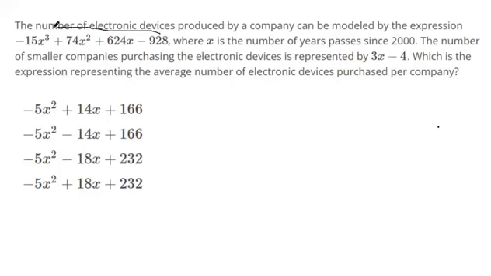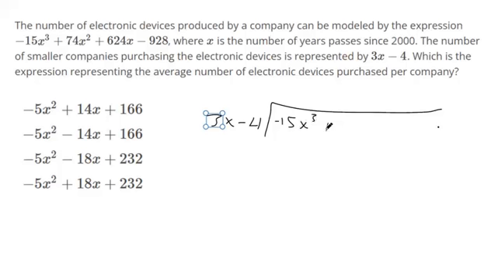So you're taking the total number of devices that are produced, and then you're going to divide it by the number of companies. That will give us the devices per company. Okay, it's a long division problem, or you could do synthetic division, but depends if you've seen that yet. Okay, so with long division, it's just like long division with regular numbers.